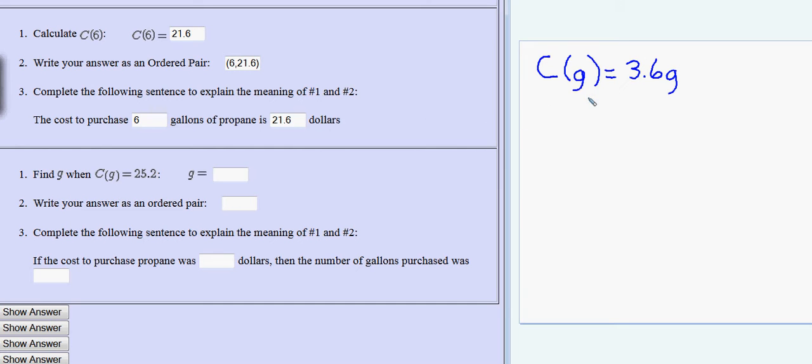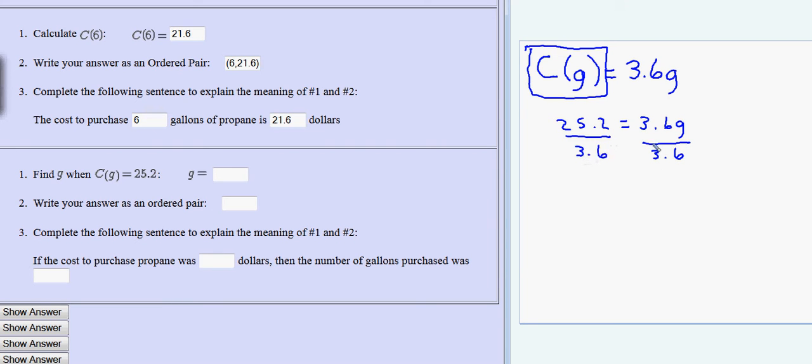So when we go over here, we're not going to replace G with a number this time. We're replacing C of G with 25.2. So where I see the notation C of G, my output, that is going to be replaced with 25.2. If I copy the right hand side, I get 3.6G. Now there's no symbol between the 3.6 and the G, so it's implied to be multiplication. So to solve for G, I must do the inverse of multiplying by 3.6, and that would be dividing by 3.6.